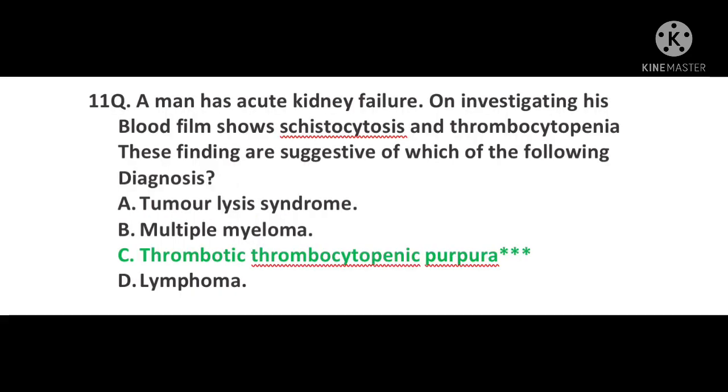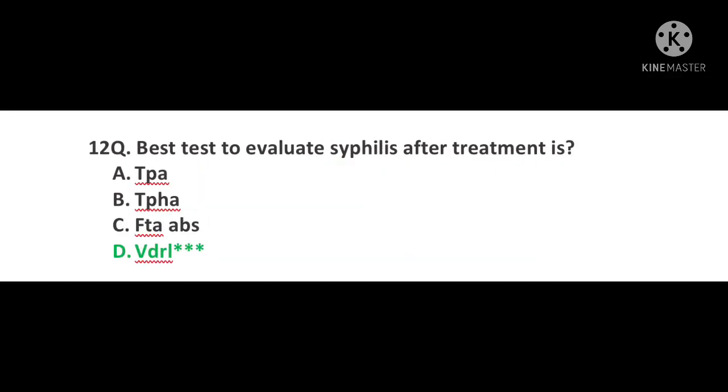Here in this question, the important key points are schistocytosis and thrombocytopenia, which is suggestive of thrombotic thrombocytopenic purpura. The best test to evaluate syphilis after treatment is VDRL, which is a non-specific test, whereas for diagnosis of the case we use TPHA and FTA-ABS, which are specific tests.